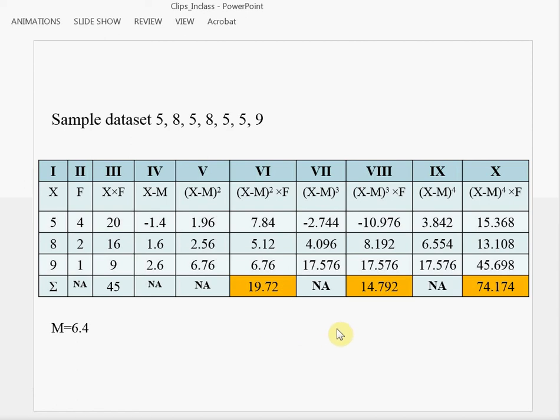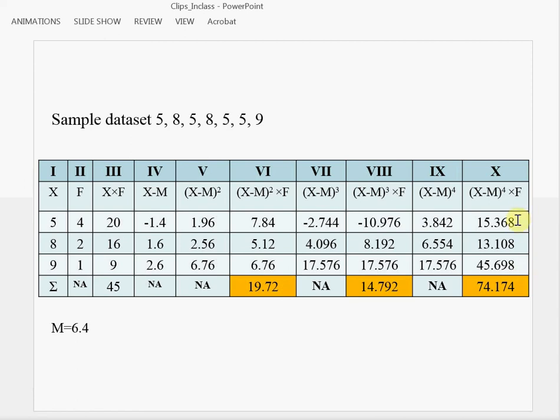In the same way, when you come to calculate the cubed deviation for the entire data set, you first find the cubed deviation for each value. Then in this column, you multiply the cubed deviation by the frequency. Then you find a sum that would give you the summed cubed deviations for the entire data set, which is necessary when you come to calculate skewness.